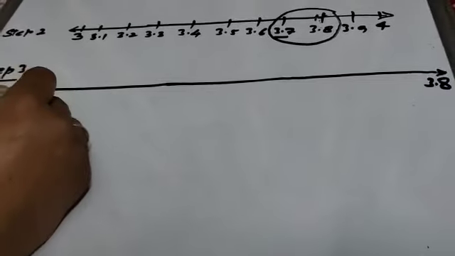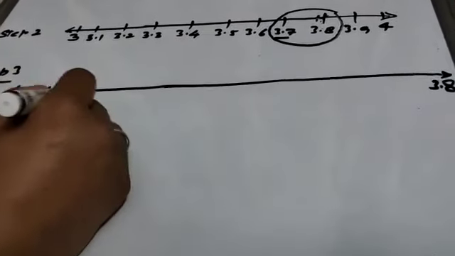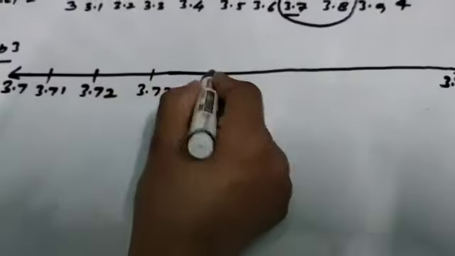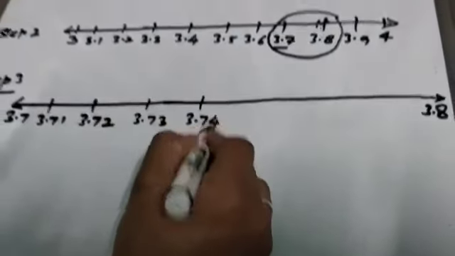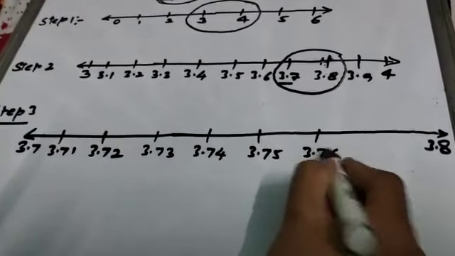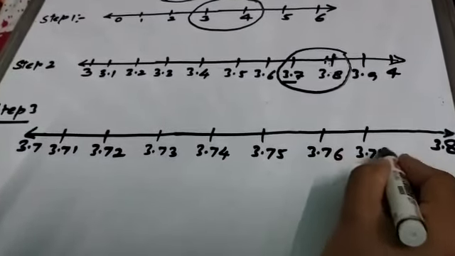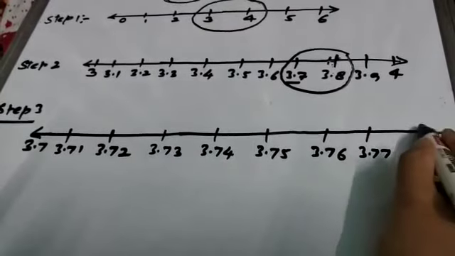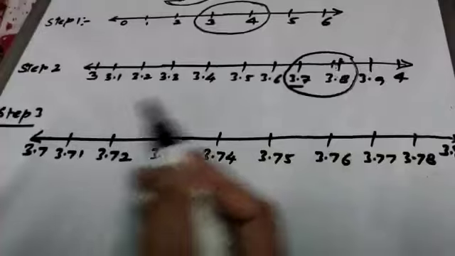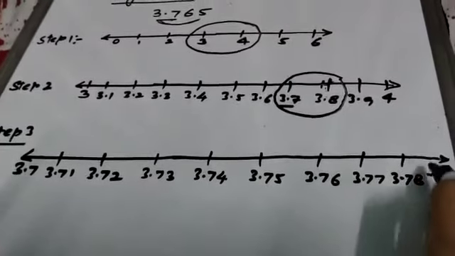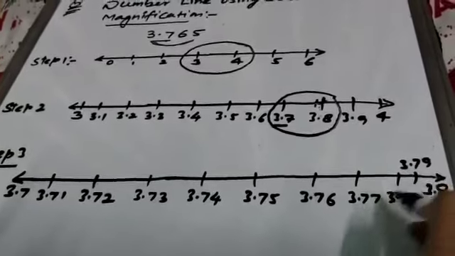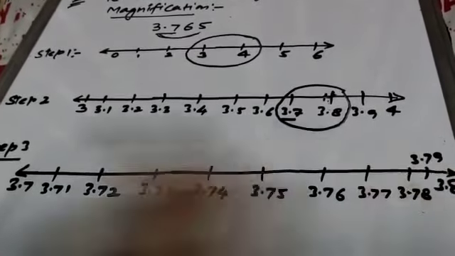Then you will write 3.71, 3.72, 3.73, 3.74, 3.75, 3.76, 3.77, 3.78, 3.79, and then after that you will get 3.8.